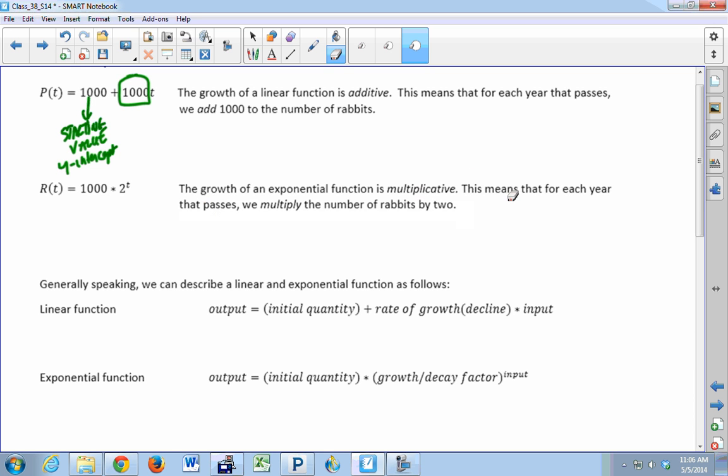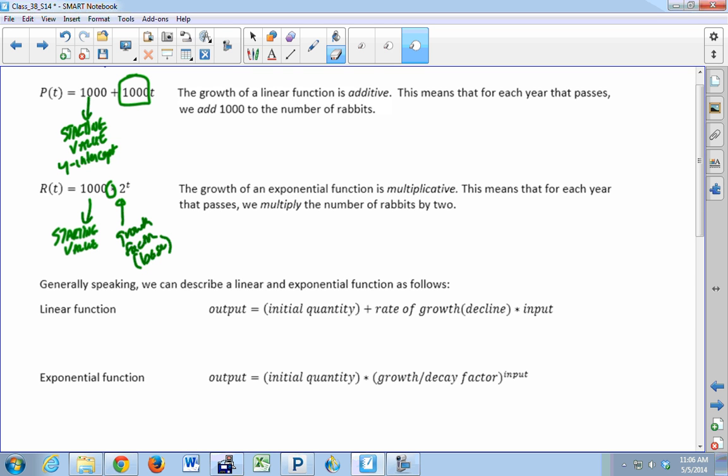The growth of an exponential function is multiplicative. There's a difference. Multiplicative means that for each year that passes, we multiply the number of rabbits, in this case by 2. So this is still the starting value, your starting population of 1,000 rabbits. Now notice we're repeatedly multiplying by 2 depending on how many years we go out. So this is our growth factor. Our growth factor is the base of our exponential function.